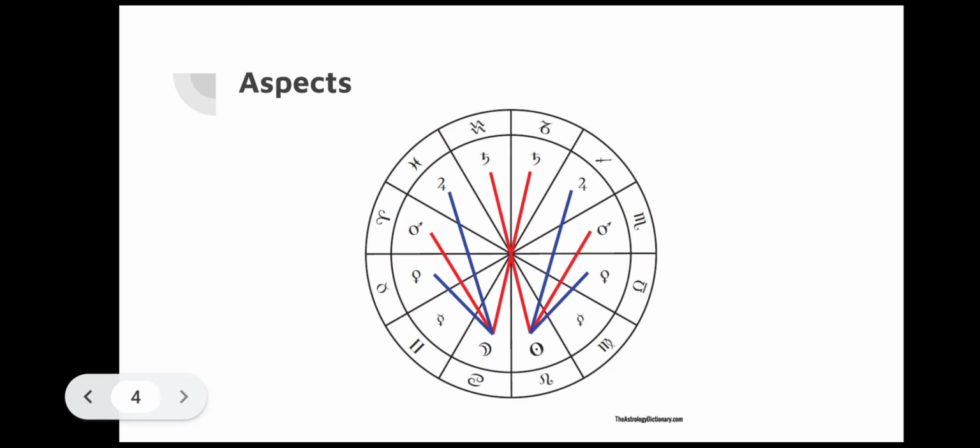So let's go down to the sun in Leo. As we can see, there's like this long red line going to Saturn in Aquarius. And so this was the opposition that I was talking about.